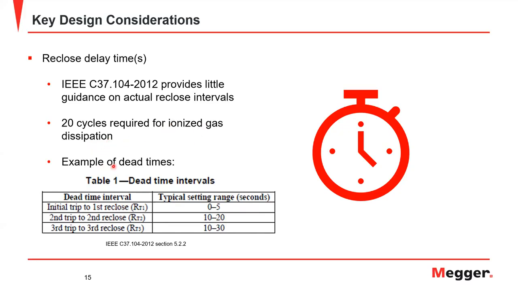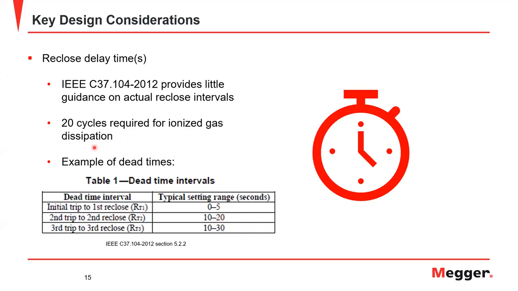The other thing it talks about is just a very broad-based dead time interval suggestion. First trip, it says, is 0 to 5 seconds. Second trip, 10 to 20 seconds. Third trip, 10 to 30 seconds. And any additional trips are not even addressed.